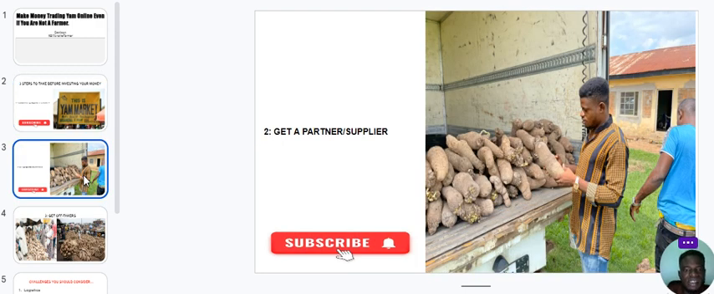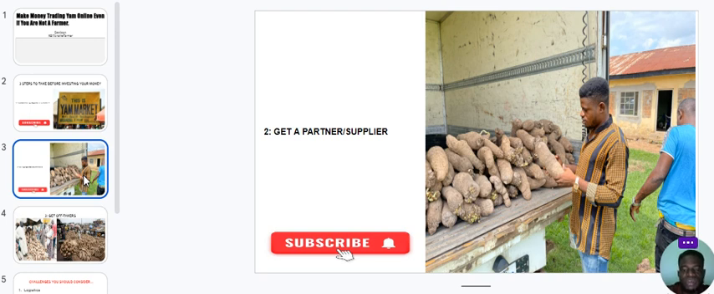Then the second step is when you are done with your market survey, you get a partner or a supplier. Now what I mean here is somebody who will be helping you to source this yam, because you will not be coming every day to the market. You just came to the market to understand the logistics, to understand how the business works, to have an idea. So when you get back to your base, you need to get a partner or a supplier.